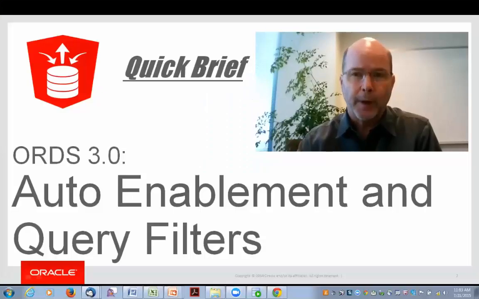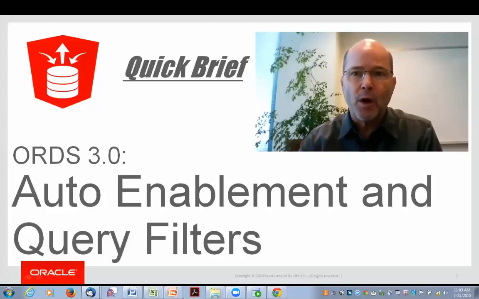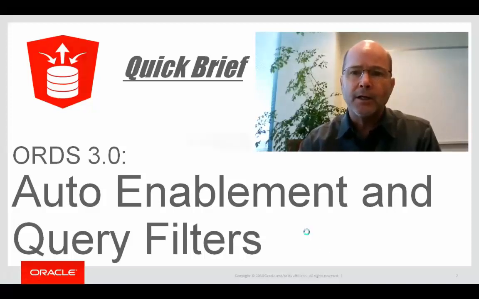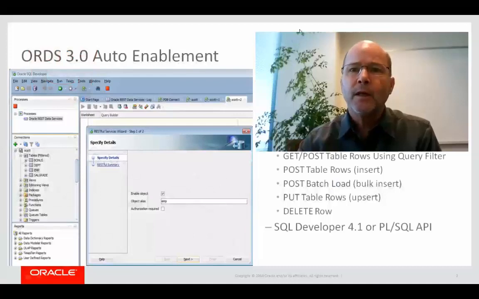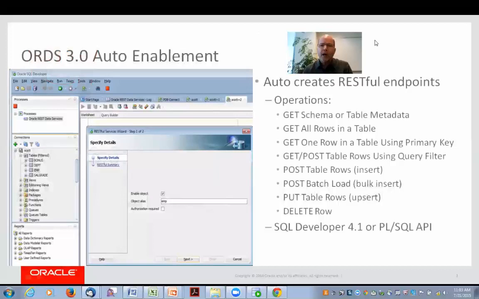This next major area of new capability in Oracle REST Data Services 3.0 release, I think is perhaps the most interesting one and really shows the potential of ORDS. And this is for auto enablement and query filters. So what this does is automatically generates about a dozen basic operations on single tables.